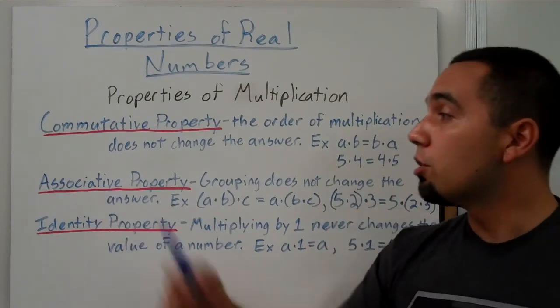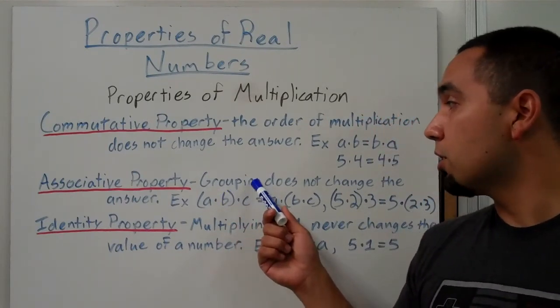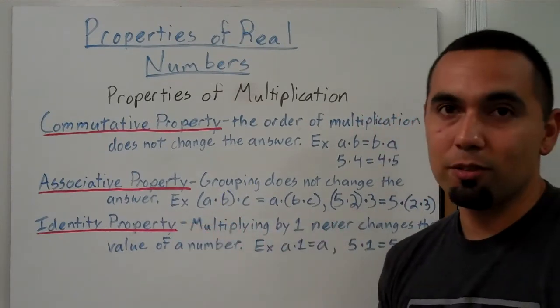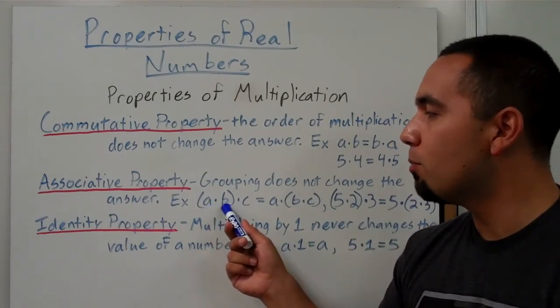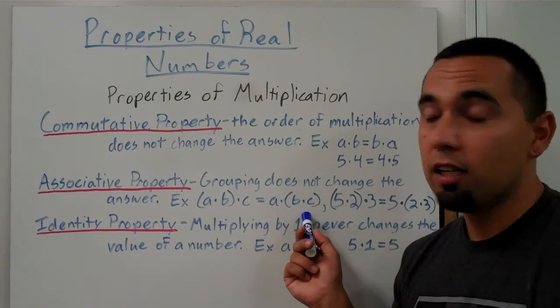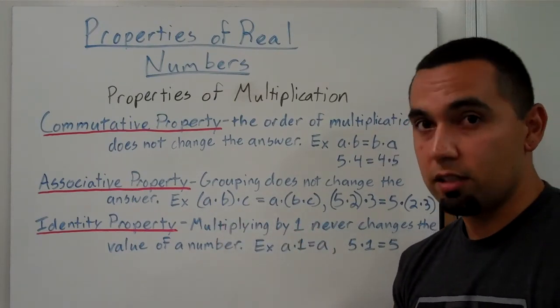Okay? Associative property. This has to deal with grouping. So just like the other one with addition, except grouping does not change the answer. Okay? So just like addition with multiplication, doesn't matter whether I group A and B or whether I group B and C. As long as I'm multiplying A, B, and C together, I'm always going to get the same answer.